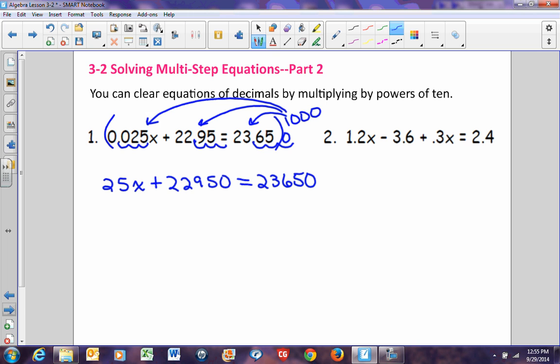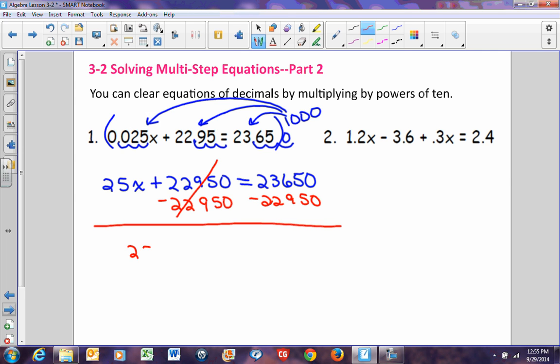To solve this equation, we're simply going to subtract 22,950 from both sides, canceling that out, leaving us with 25x. And if we take 23,650 and subtract from that 22,950, we have 700. And now to get x by itself, divide by 25, divide by 25. So x equals 28.